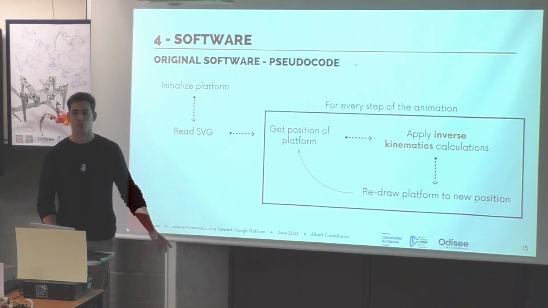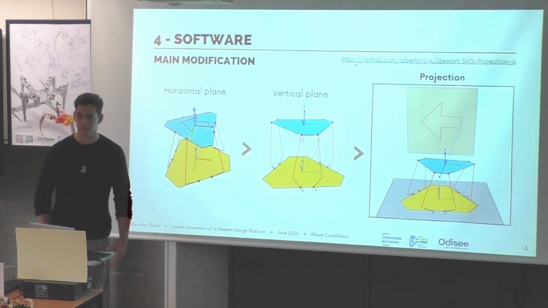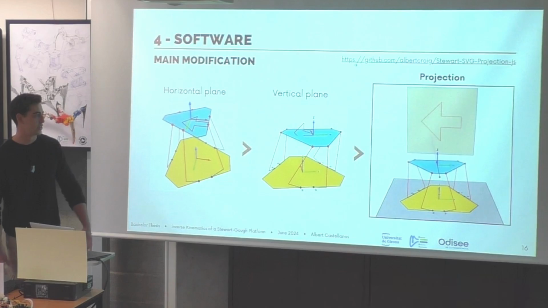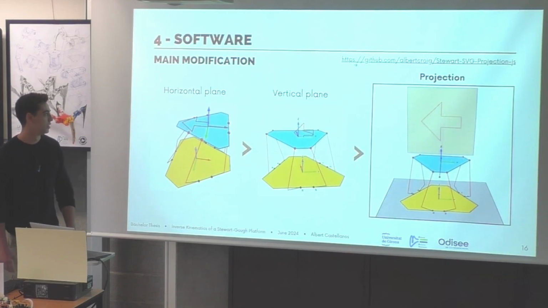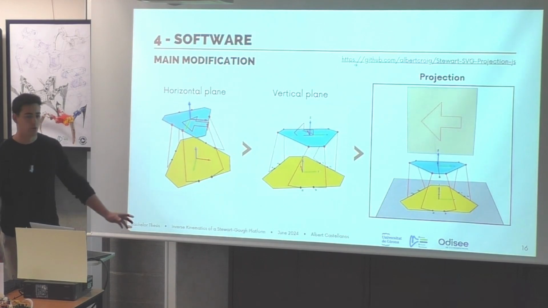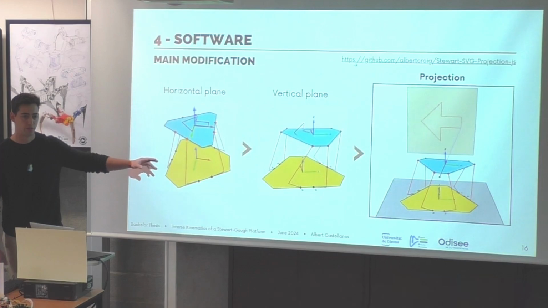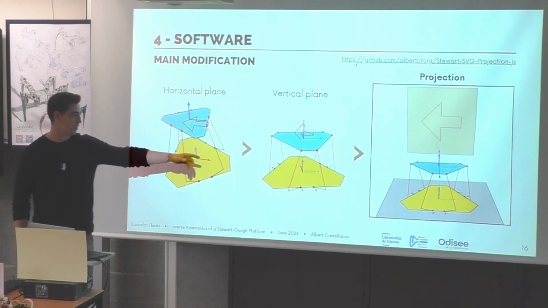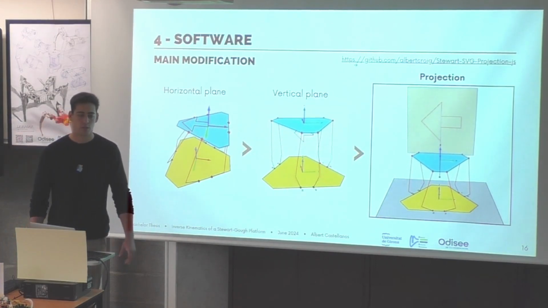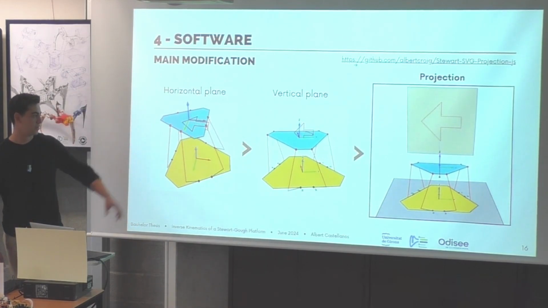Knowing how the original software works, I think it's time to get into the main modification that I made to the software, which is the projection of the SVG onto the wall. Here on the left side, you can see the original starting point that we had, which was the SVG on the horizontal plane. And then in the second step, we can see that I was able to translate the planes from the horizontal plane to the vertical plane.